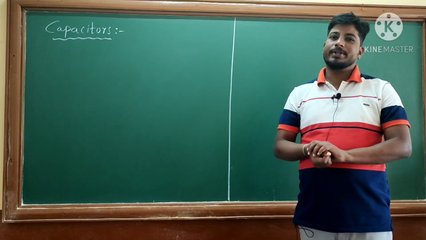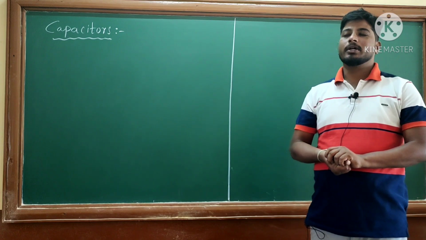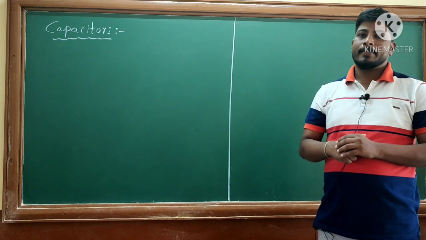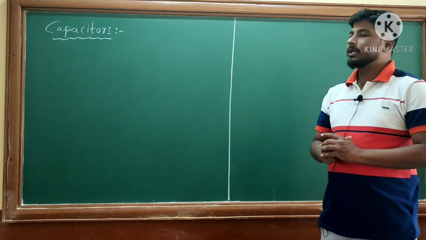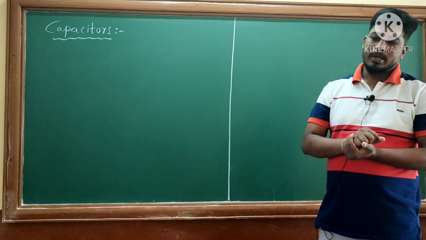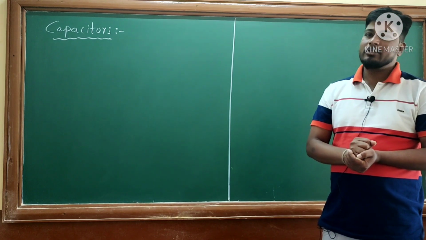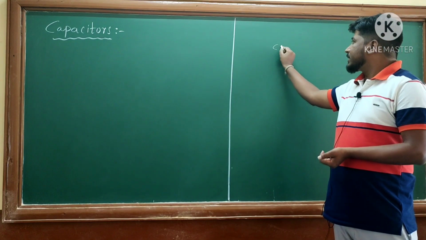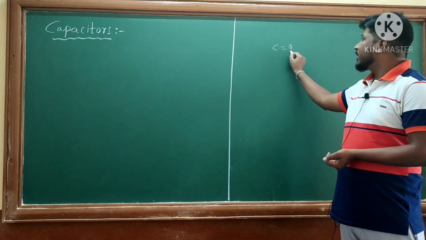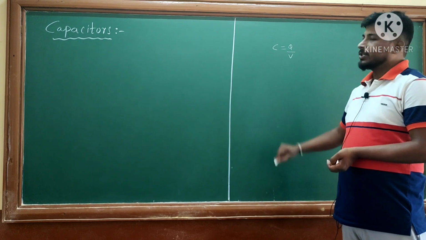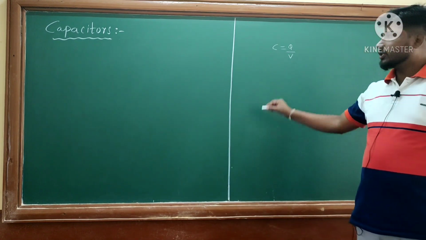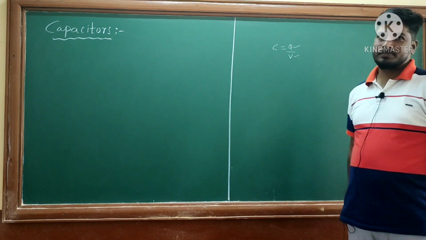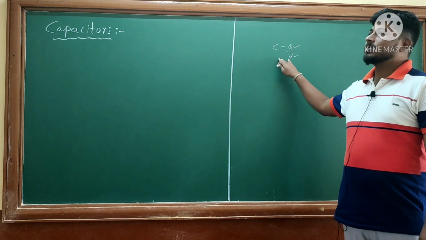Well, in the previous video we discussed the capacitance of a conductor. Today we will talk about capacitors. While defining the capacitance of a conductor, we said that the capacitance of a conductor is the ratio of the charge given to the conductor to the rise in its potential. That is the capacitance of the conductor.